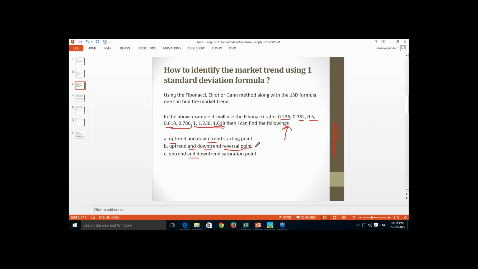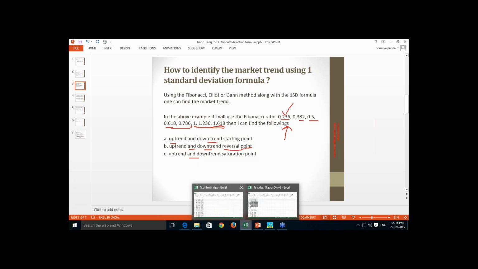The second point I have mentioned: the uptrend and downtrend starting point is nothing but your 0.236 retracement. And the saturation point, obviously, is at 1.618 retracement. So the same concept we are going to utilize now.